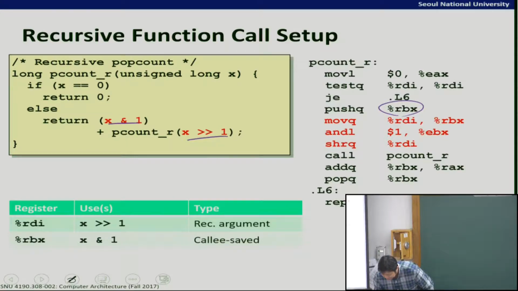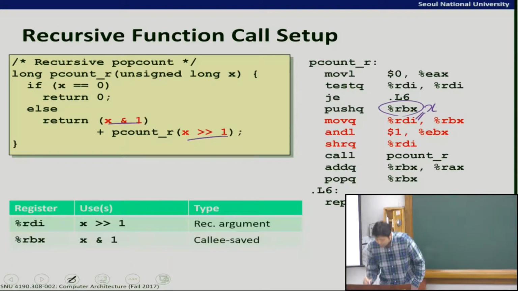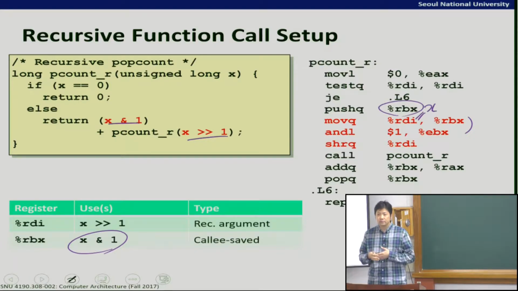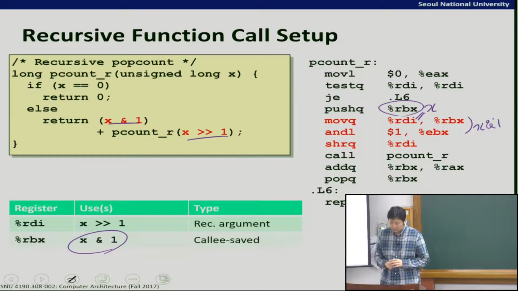In this case, it first moves the value of RDX. By the way, RDX has the value of x at this point. So it copies the value of x to the RBX register. And then it does AND 1 on the RBX register. With these two instructions, we effectively calculate the value of x AND 1 and store the result in the RBX register.